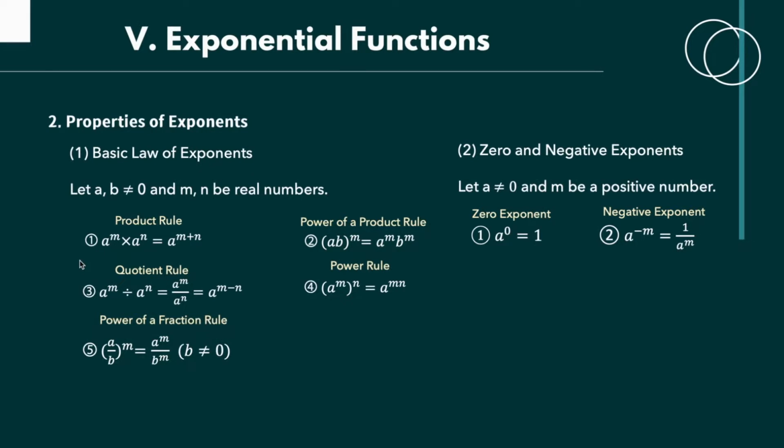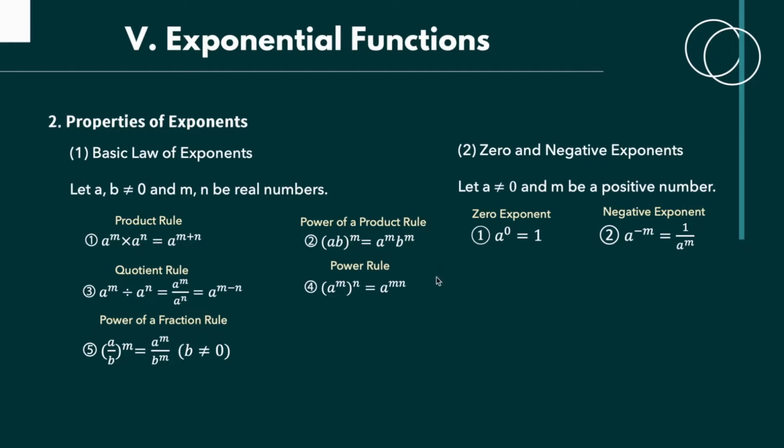Next, for the quotient rule, we can say that the quotient when a to the power of m is divided by a to the power of n is equal to a to the power of m minus n. Next, for the power rule, we can say that a to the power of m to the power of n is equal to a to the power of mn, or the product of m and n. Finally, for the power of a fraction rule, we can say that a over b to the power of m is equal to a to the power of m over b to the power of m. And we have to make sure that b is non-zero because dividing by 0 leads to an undefined result. And something we can notice here is that for the product rule, we're adding the exponents, whereas for the quotient rule, we're subtracting the exponents.